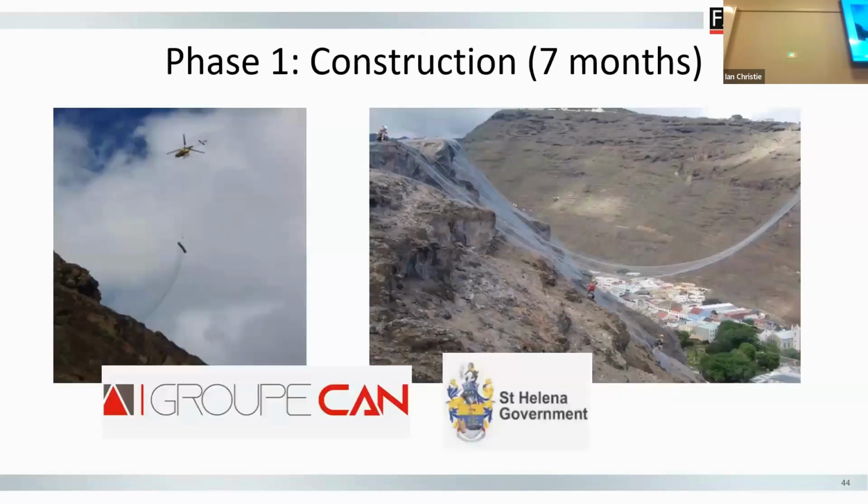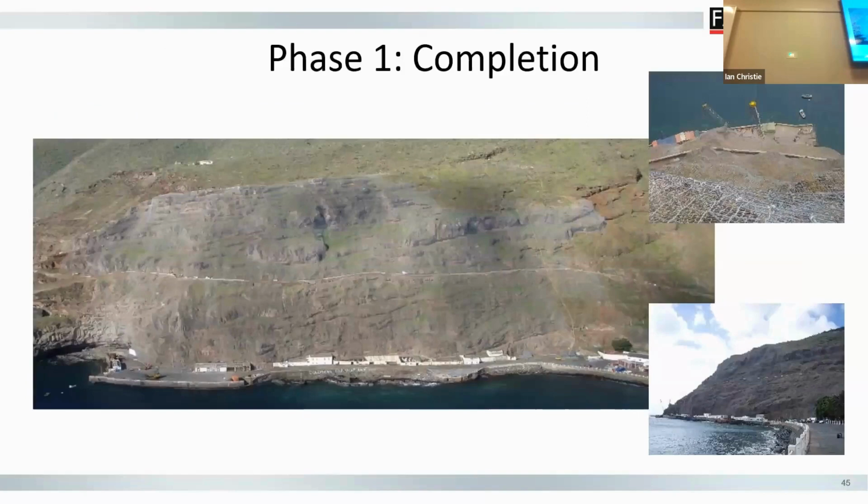Who built it? They're called Groupe Cannes now, but it was Cannes France at the time for the St Helena government. And Cannes France utilised a helicopter on the island very usefully, put together a lot of the netting on the wharf and then lifted it up onto the slope to where the guys were waiting. But all in all, it still took 7 months to do the work, so quite an extensive period of work. And that's what it looked like when it was finished.